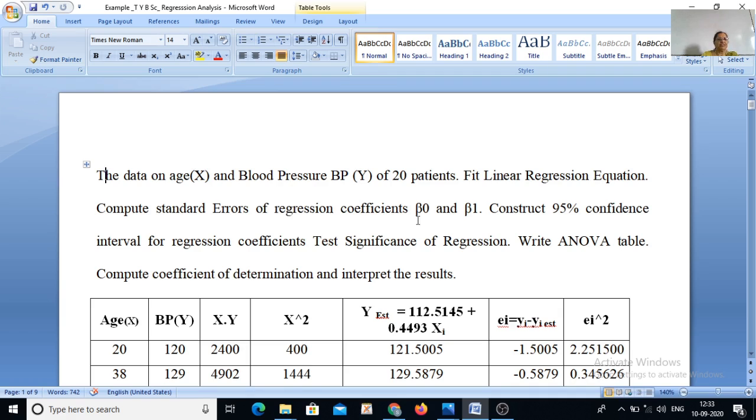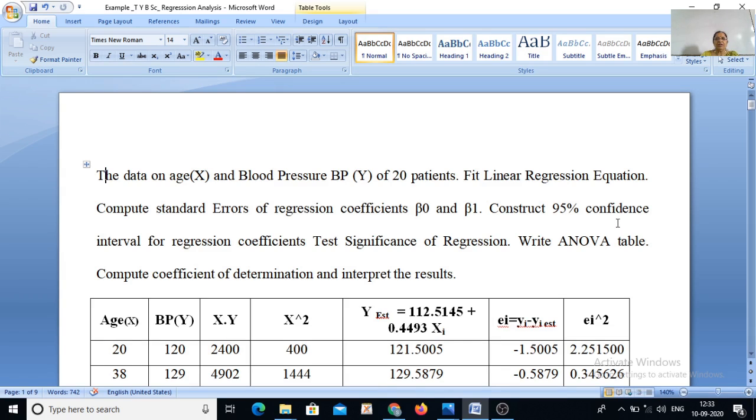that is how to deal with bivariate data, how to find out the equation of line of regression of y on x. Y is your dependent variable which depends on x. Okay, so the data is like this. The data on age x and blood pressure BP y of 20 patients is given below.